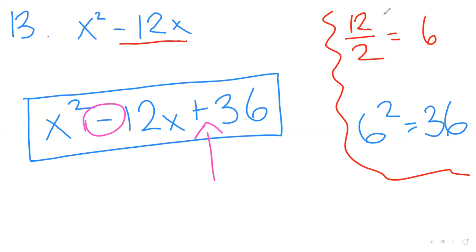And just for your reference, what is that square? It's x minus 6 squared, if we were to factor that. But that's not what's being asked here, just to produce that last term by dividing 12 and then squaring what we get after that. 12 over 2 for 6, 6 squared for 36.